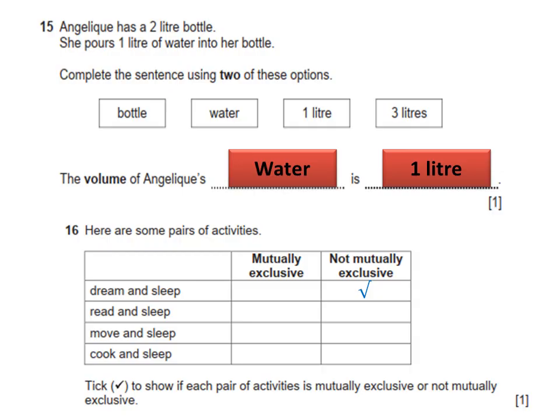Read and sleep. You cannot read and sleep at the same time. You start by reading and then you fall asleep. You will not complete reading while you are sleeping. So this is mutually exclusive. Move and sleep. Sometimes you move. You will not be fixed in one place while you are sleeping. So yes, it's not mutually exclusive. Cook and sleep. For sure you cannot cook while you are sleeping.